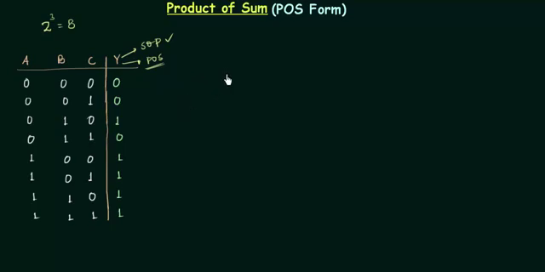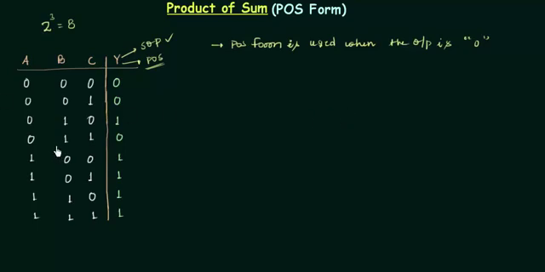POS form is used when the output is 0 or low. So let me write this point down. POS form is used when the output is low or a 0, whereas in case of SOP form we use it when the output is high.